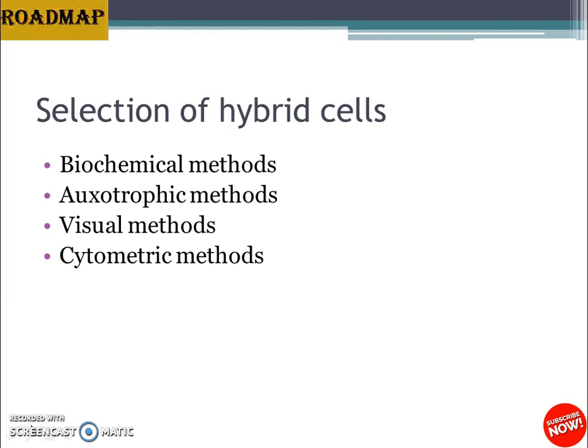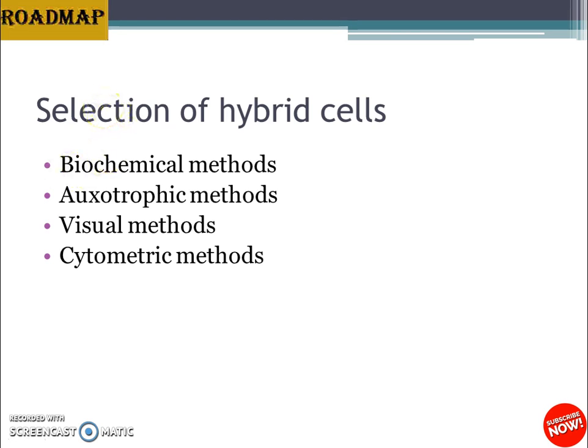Now, to select the hybrid cells, there are different methods or techniques involved, like the biochemical method, the visual method, or the cytometric method. These are the three methods involved for the selection of hybrid cells. So, coming to the biochemical method first.